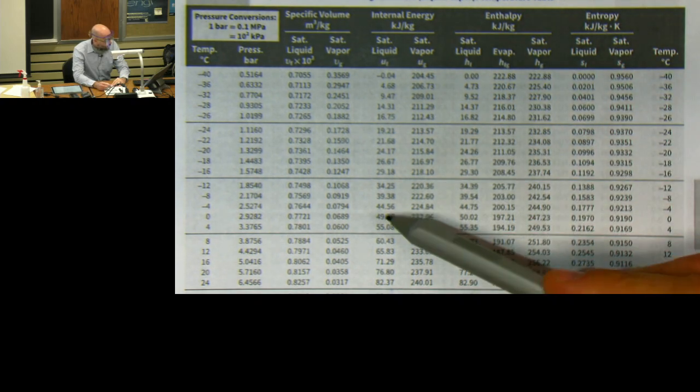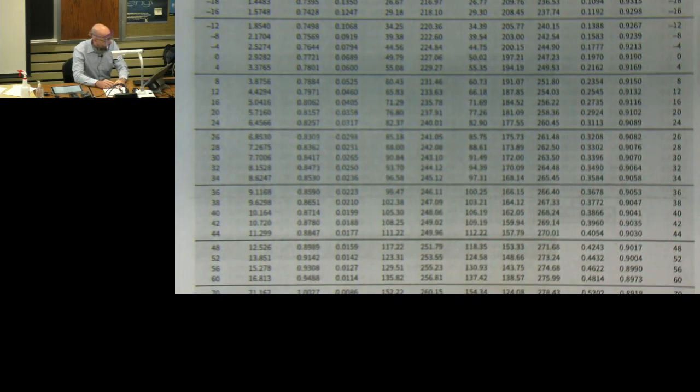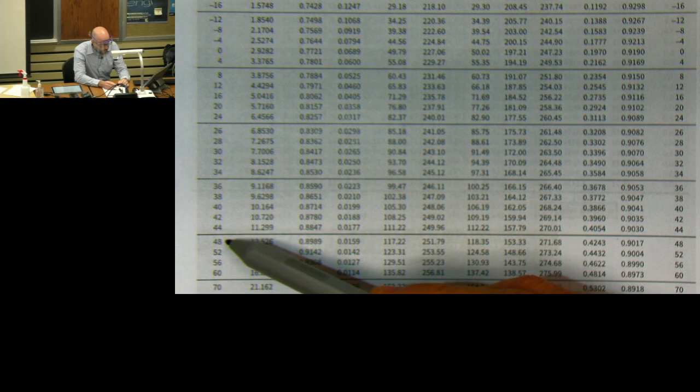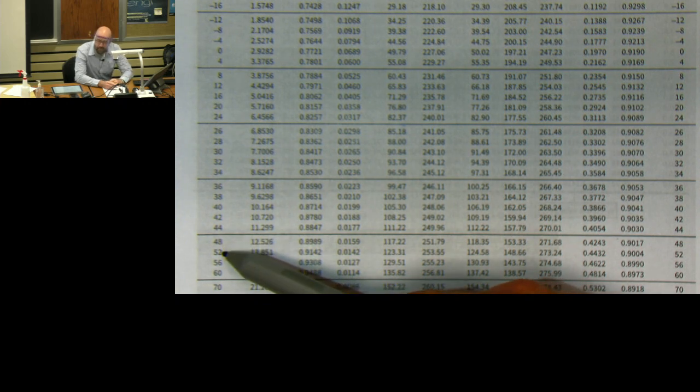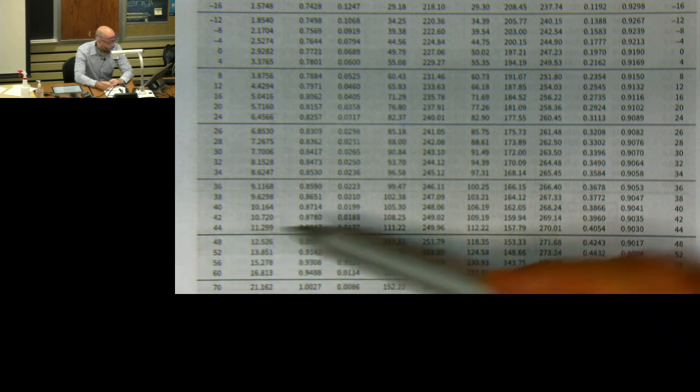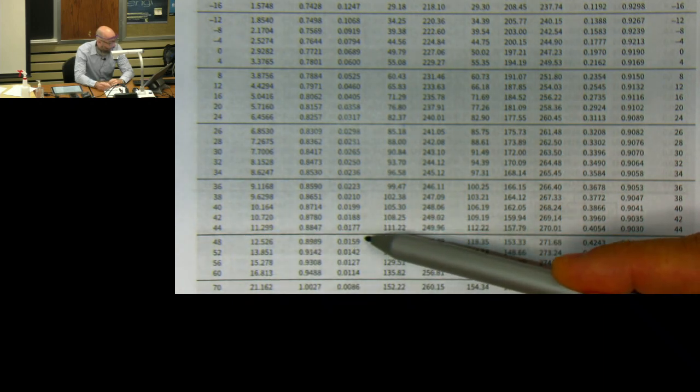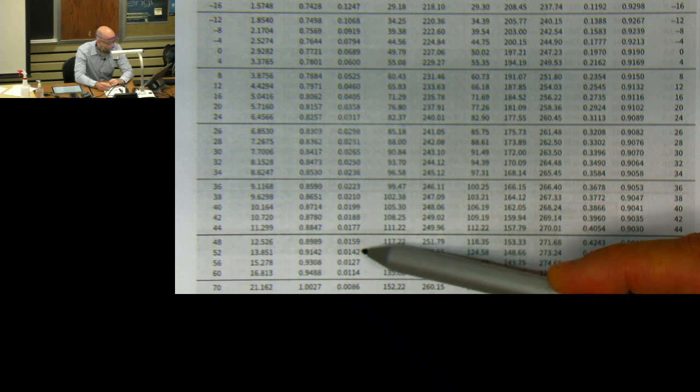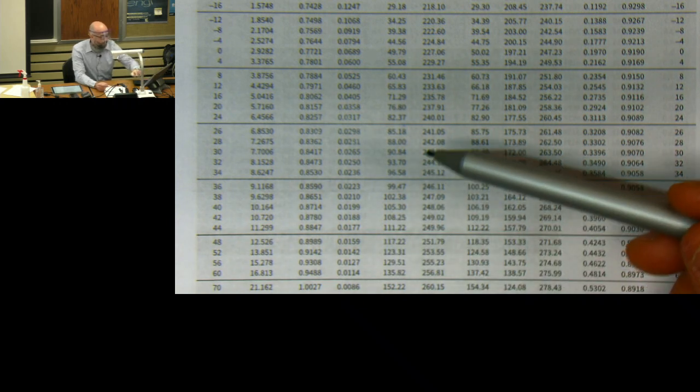Okay, I go down here and I'm looking for 50 degrees Celsius, and oh, darn it, there's 48 and there's 52. There's not 50. But luckily 50 is halfway between 48 and 52, so I can just do that quick interpolation between these two values. This is my saturated vapor value, 0.0159 and 0.0142, so I can just do an easy interpolation, and so that's what I'm going to do.